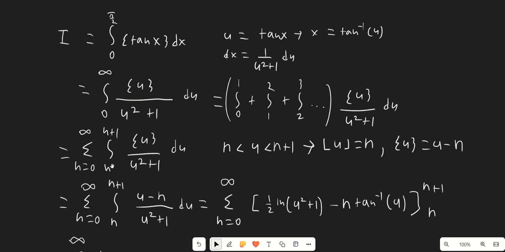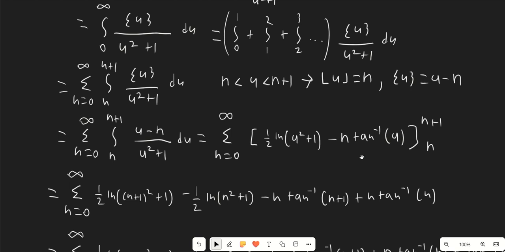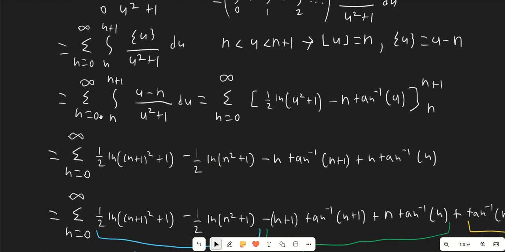And the reason we did this is because now, in each of these integrals, u is between n and n plus 1, which means that floor of u is n, and the fractional part of u is just u minus n. So we can go ahead and plug that in for the fractional part of u, and we get the sum from n equals 0 to infinity of the integral from n to n plus 1 of (u minus n) over u squared plus 1 du.